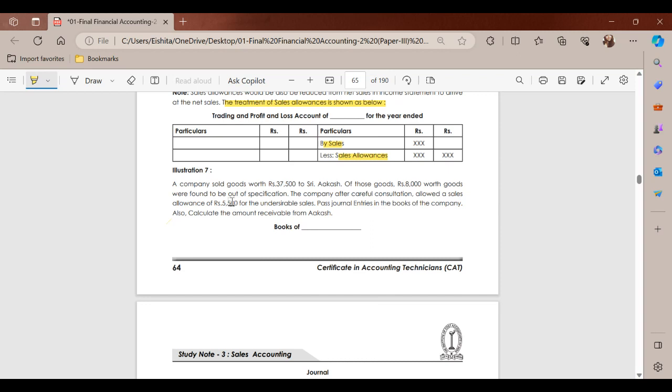So you have 5 minutes to solve the question. Attempt this question.